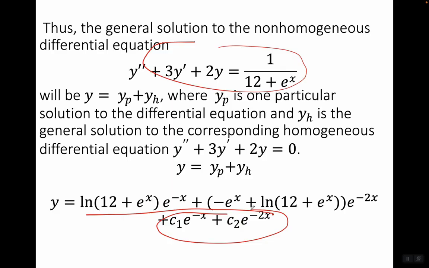Okay, it's going to be natural log of 12 plus e to the x times e to the negative x, plus negative e to the x plus natural log of 12 plus e to the x times e to the negative 2x, plus c1 e to the negative x plus c2 e to the negative 2x. Whew.